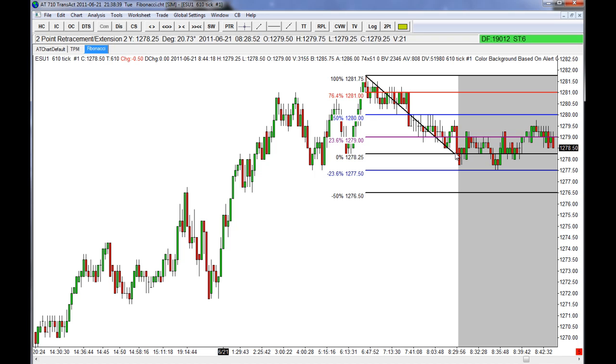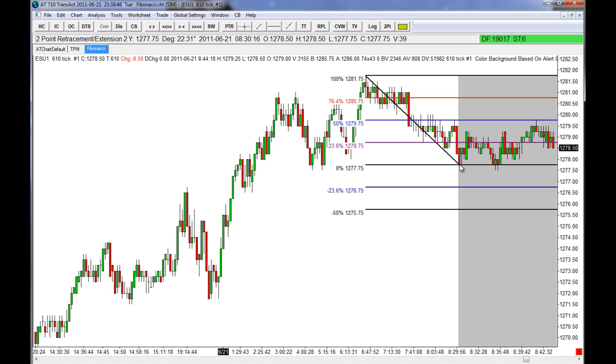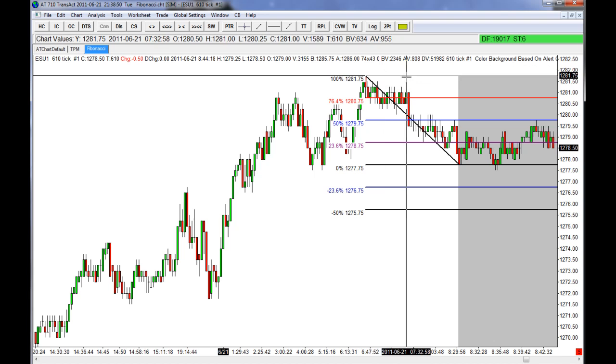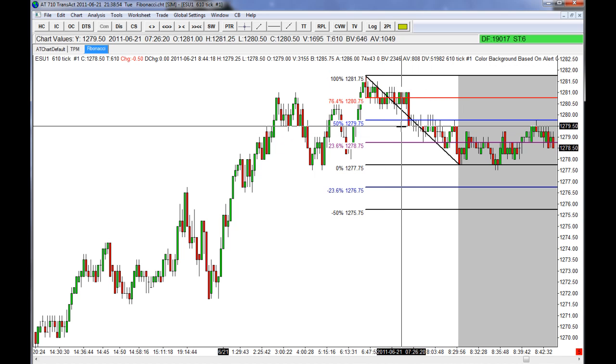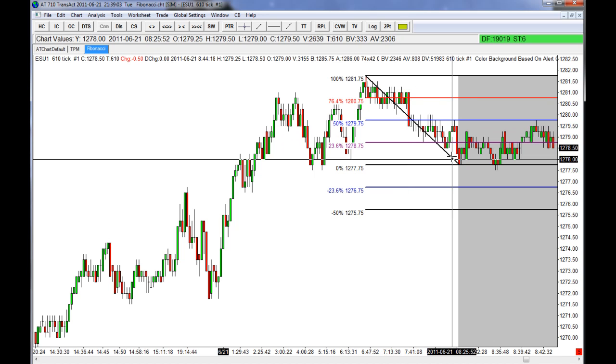However, as you can see, it does not meet the criteria. But in the first bar that formed once the market opened, it did meet the criteria. As you can see, it's exactly 4 points. So I was looking to take a trade at 1279.50 with a 3-tick target and a 5-tick stop loss.